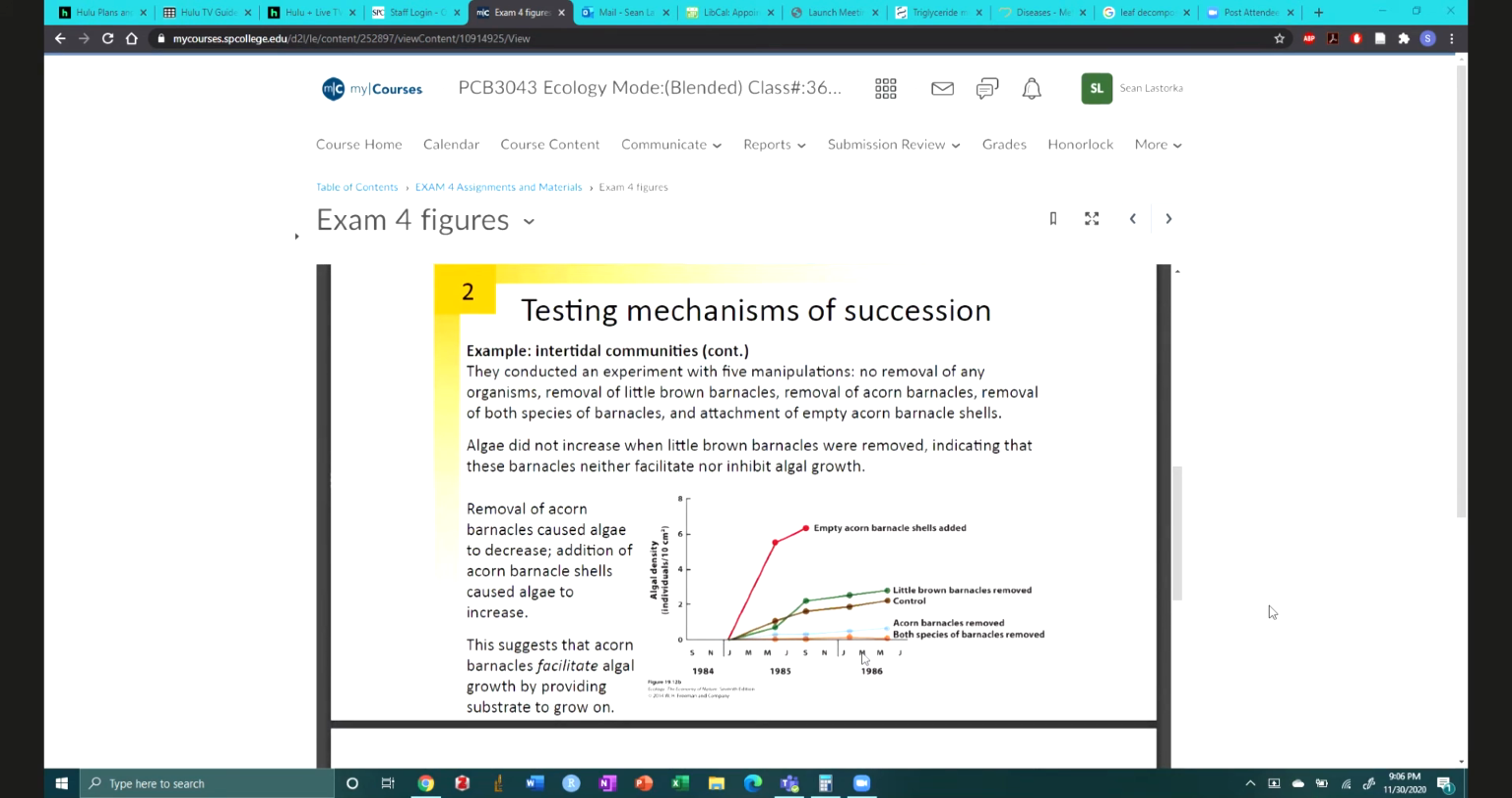Algae density, empathy, acorn barnacle shells added.